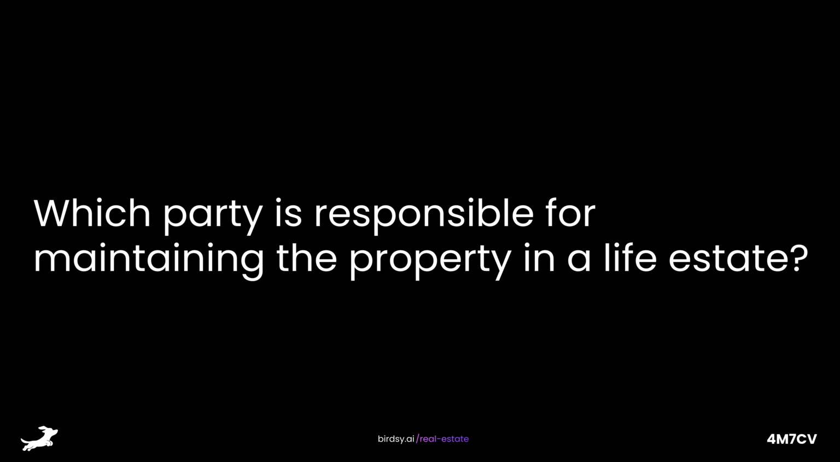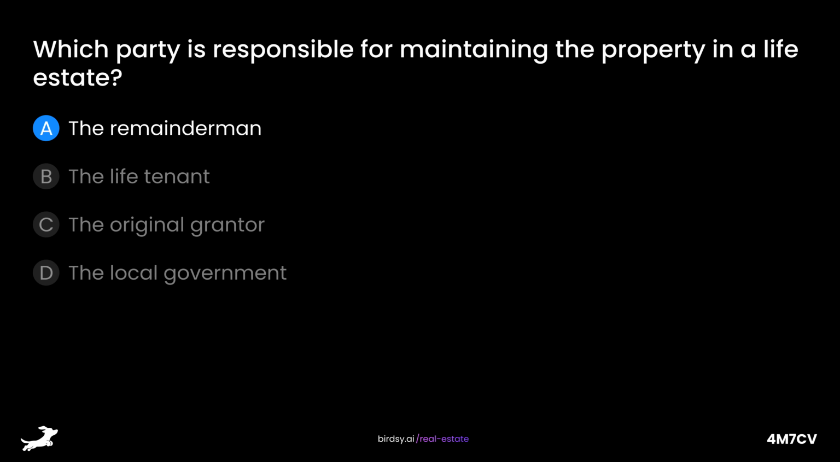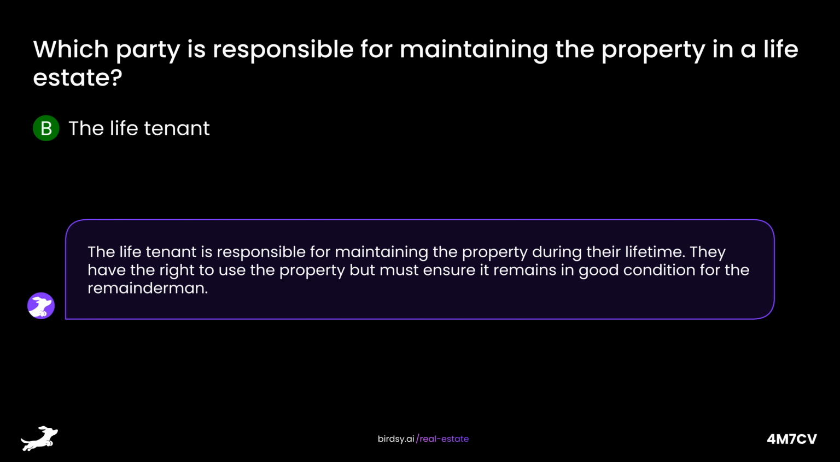Which party is responsible for maintaining the property in a life estate? Is it A, the remainderman, B, the life tenant, C, the original grantor, or D, the local government? The answer is B, the life tenant. The life tenant is responsible for maintaining the property during their lifetime. They have the right to use the property, but must ensure it remains in good condition for the remainderman.